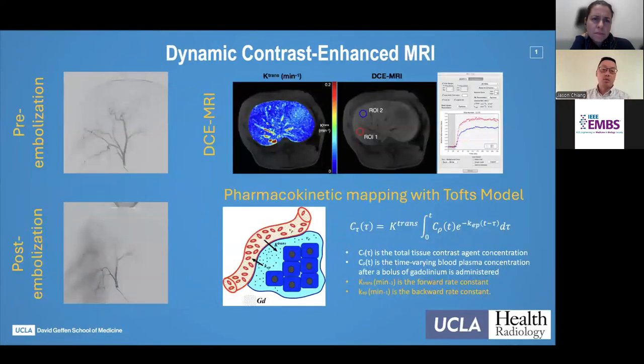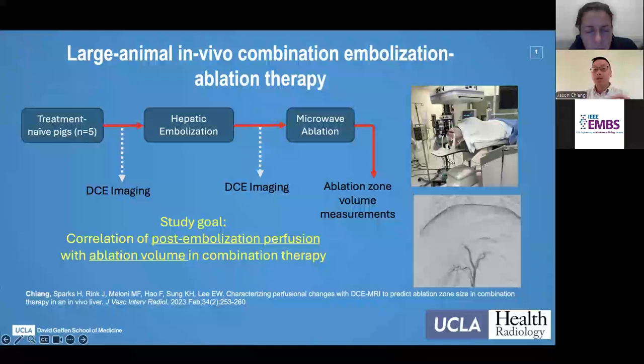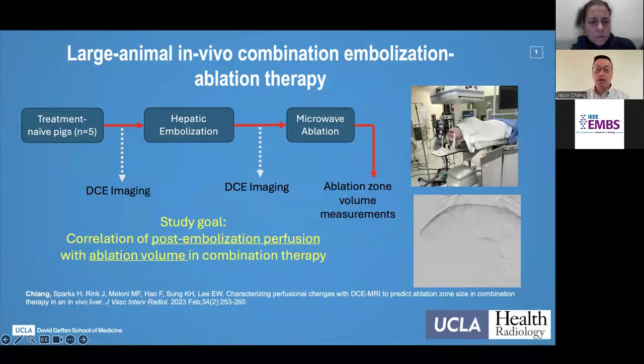And so one thing that we've started to do is dynamic contrast enhanced MRI. Basically, this is an MRI sequence that allows you to model how much perfusion is in the liver. And we correlate the amount of perfusion with how large the ablation zone will be. So here's our lab setup. This is a pig under anesthesia. We're able to perform the embolization, characterize the perfusion change on MRI, and then do ablations afterwards.